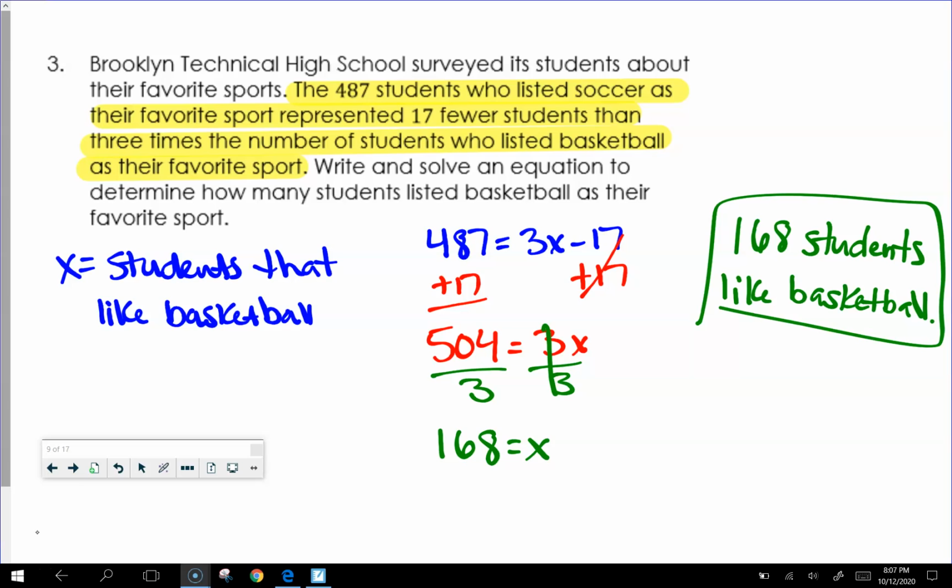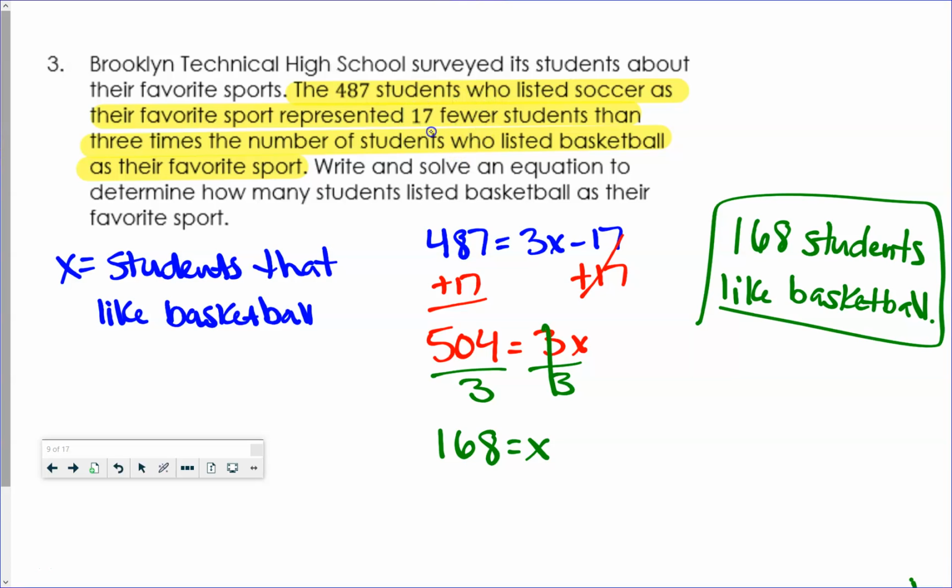All right, check your work with mine. I had to define my variable. My variable, I used x, and that's going to represent the students that like basketball. That's what it wants me to determine. The equation I set up, so 487 students who listed soccer as their favorite sport represented. So that means 487 equals 17 fewer students. So this was one of those tricky words and phrases in our writing expressions section. Okay, less than, fewer than, it means you subtract that number from the end.